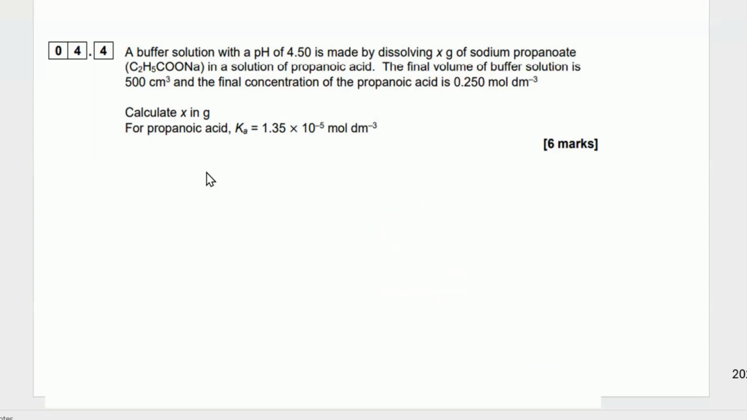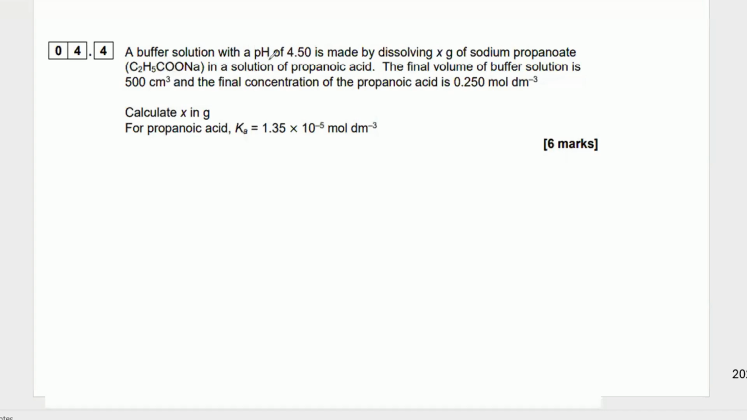added to this acid. We've also been given the Ka, which is 1.35 times 10 to the minus 5 mole per decimeter cubed, and that's of the propanoic acid. It's a big fat 6 marker. So we're going to look at how to work through something like this. There's a little bit of a skill for these that can be learnt. And even if you aren't the best at interpreting these questions, you can break things down. So let's go through and break it down little by little.